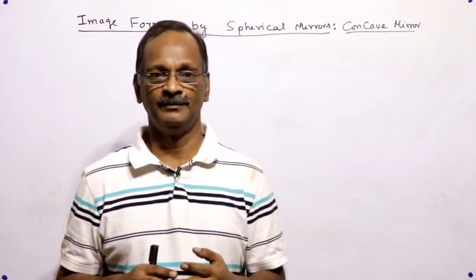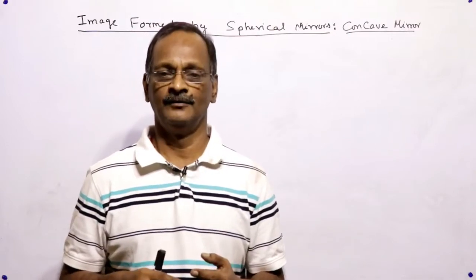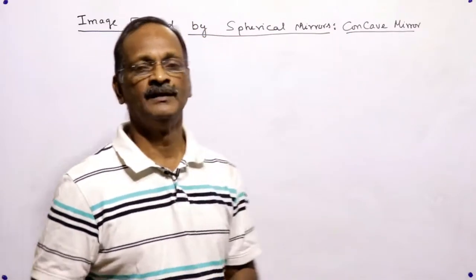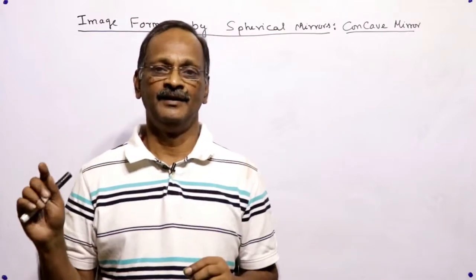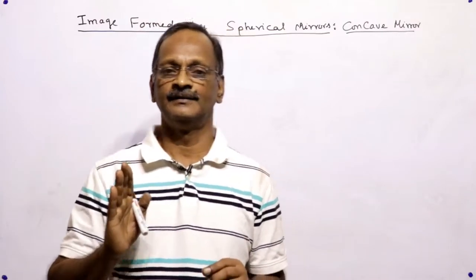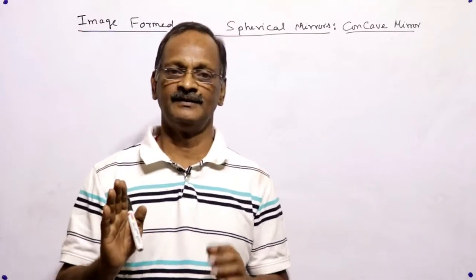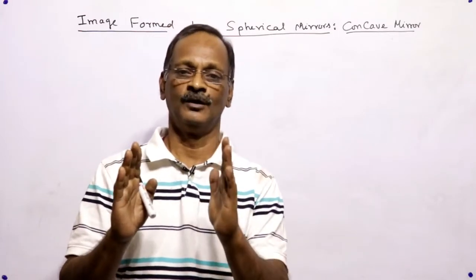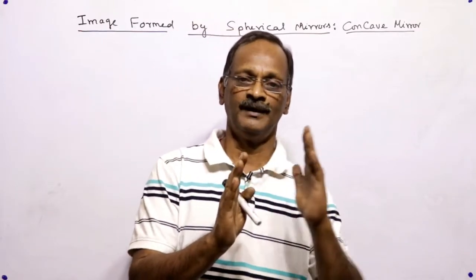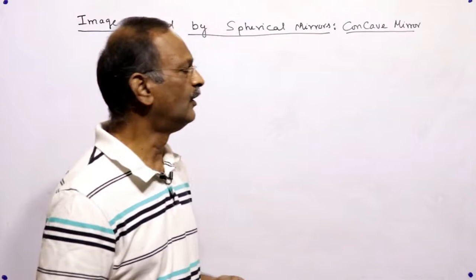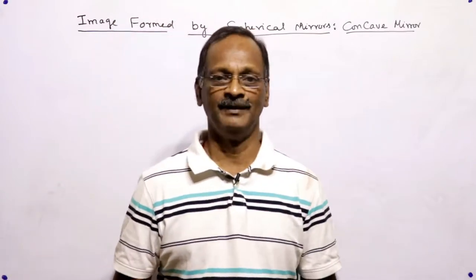So there are 2 spherical mirrors. One is concave, another is convex. First we will see the concave mirror. In the concave mirror, the object can be kept at infinity, or beyond the center of curvature, or at the center of curvature, between focal point and center of curvature, at focal point, and between focal point and the pole. Now we will see what is the nature of the image formed.